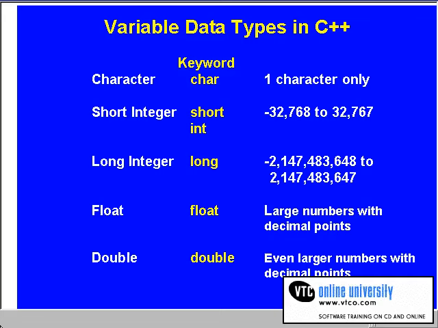The short integer, which uses the keyword short or int, I-N-T, can store numbers between negative 32,768 and positive 32,767. The long integer, which uses the keyword long, can store much larger numbers. But in both cases, the only thing you can store in these variables are whole numbers, that is, no decimal places. If your application requires numbers with decimal points, then you should use either float or double. Float being the keyword and double being the keyword, respectively.